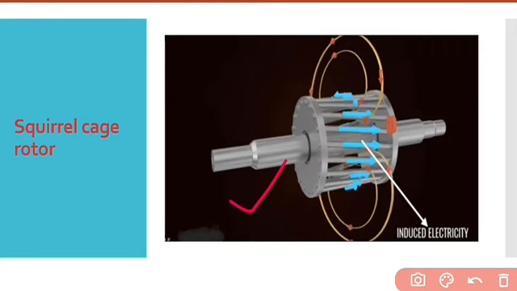So the rotor will start to rotate. That's why the motor is called an induction motor. Okay, so why is this motor known as an induction motor? Because electricity is induced due to induction, not by any further connection. That's why it is known as the induction motor.